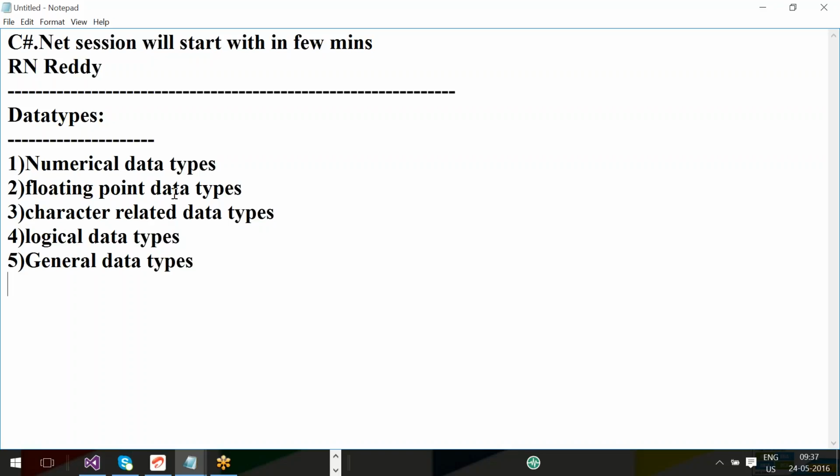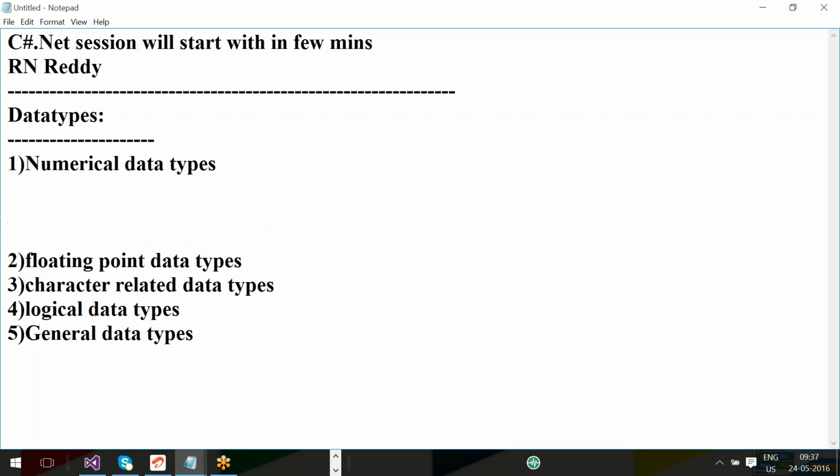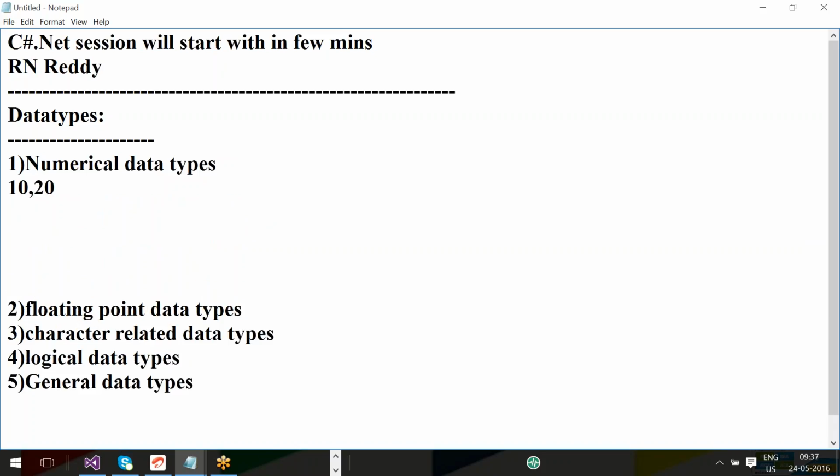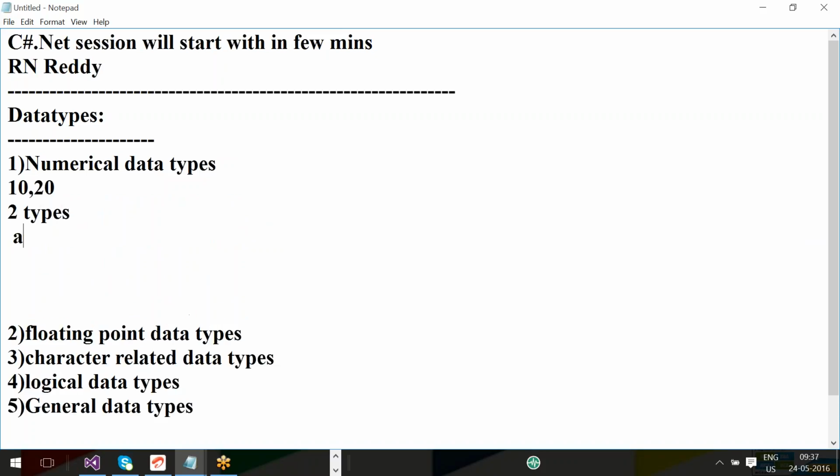Coming to the numerical data types: a number which does not have a fractional part is called numerical data. Examples for numerical data: 10, 20, like that. According to positive and negative data, these numerical data types are again of how many types? Two types.